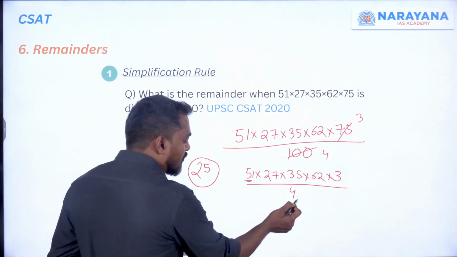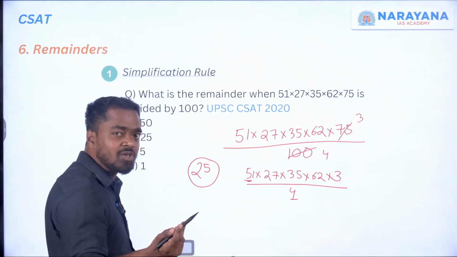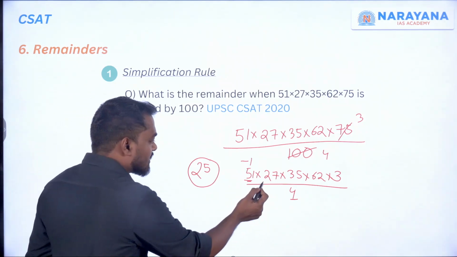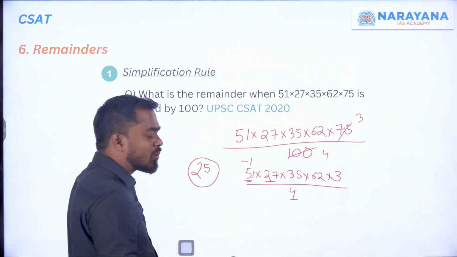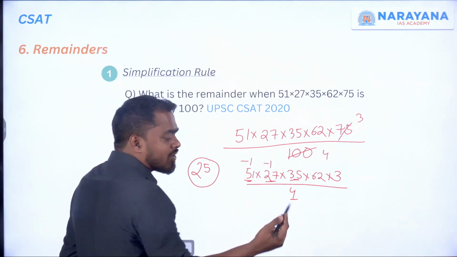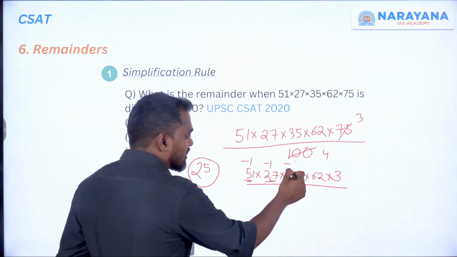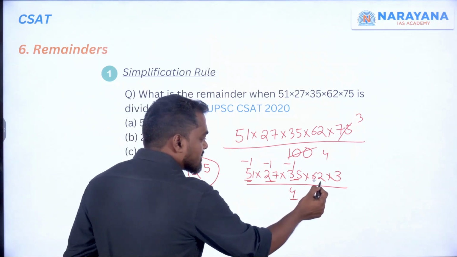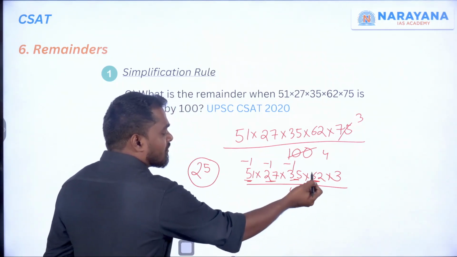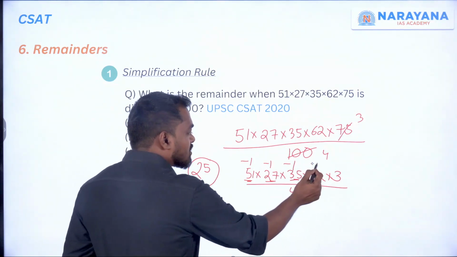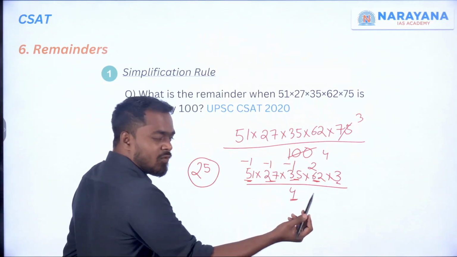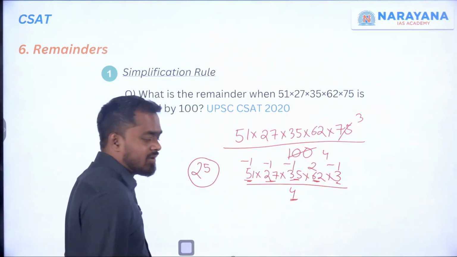If you divide 51 with 4, 4 18s are 52, minus 1, negative remainder. Similarly, 27, 4 sevens are 28, minus 1 is your remainder. 35, 4 nines are 36, minus 1 is your remainder. What about 62? 4 15s are 60, 2 is your remainder. And what about 3? 4 ones are 4, minus 1 is your remainder.